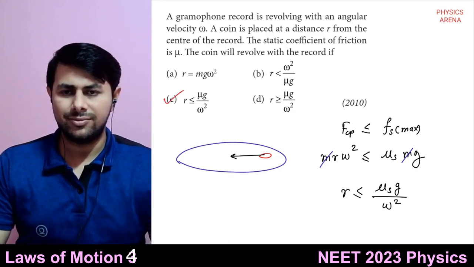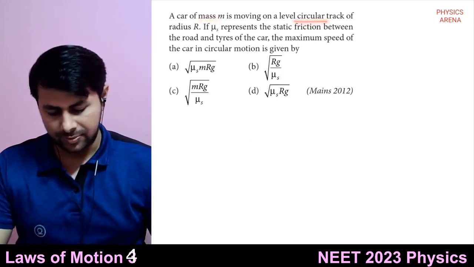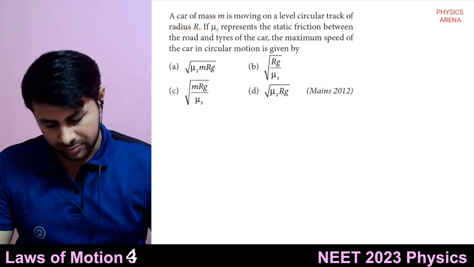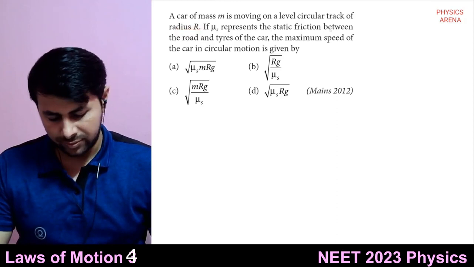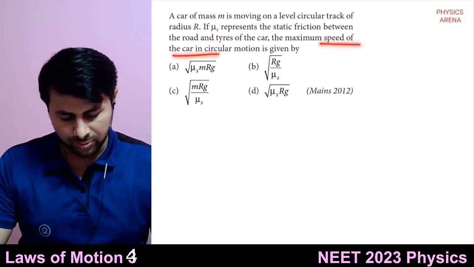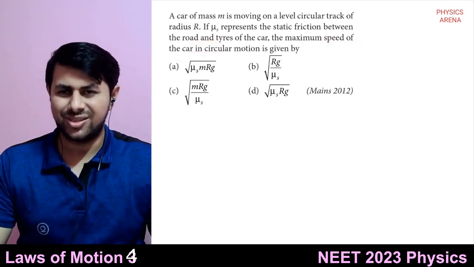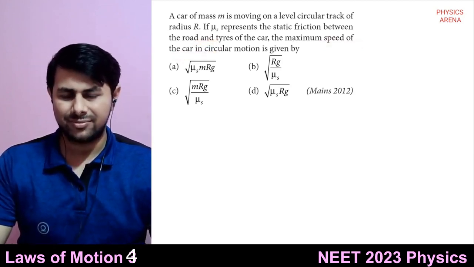Is this clear? A car of mass m is moving on a level circular track of radius r. If mu s represents the static friction between the road and the tires of the car, the maximum speed of the car in circular motion is given by. This is very straightforward, very simple. What's the answer?